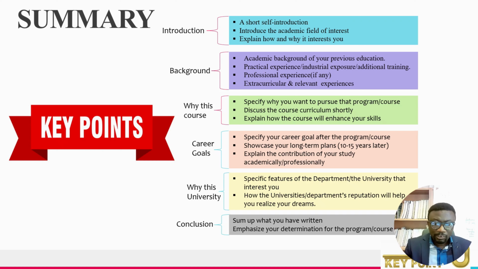In terms of the field that you want to study, your background: your academic background, or the academic background of your previous education, practical experience, industrial experience, additional training that you have acquired, professional experiences if you have worked in a professional environment, and also extracurricular and relevant experiences that are related to the field. Why this course? Why do you want to undertake this program? Specify why you want to pursue that program.